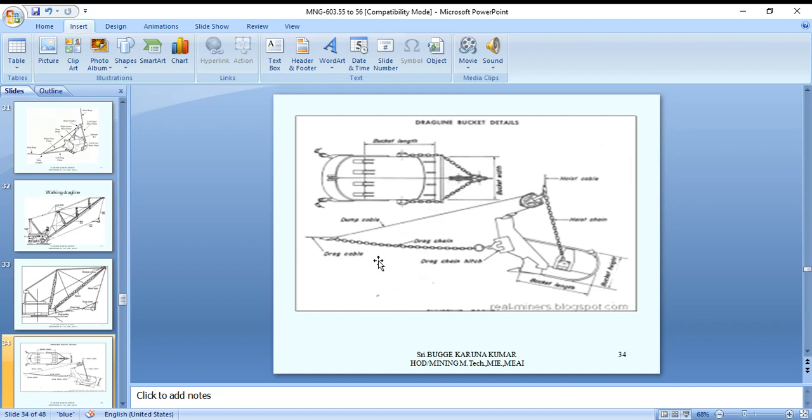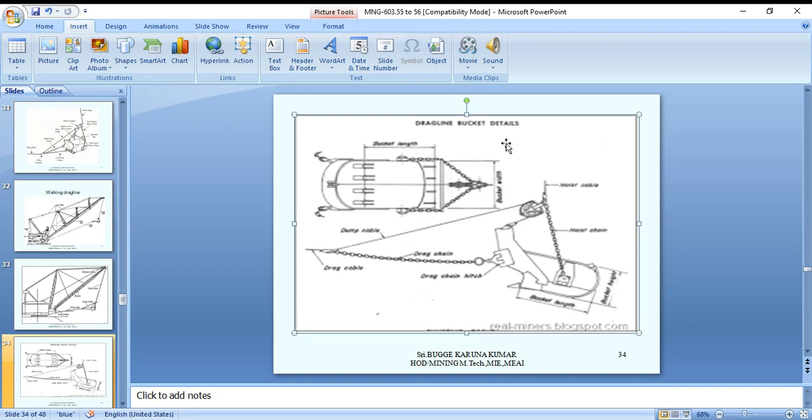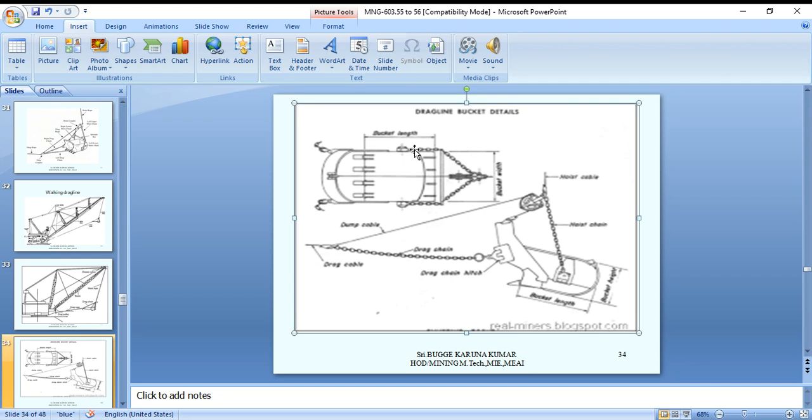So this is the top view of the same situation. The bucket top view here. This is the top view. The bucket side view is also showing here.